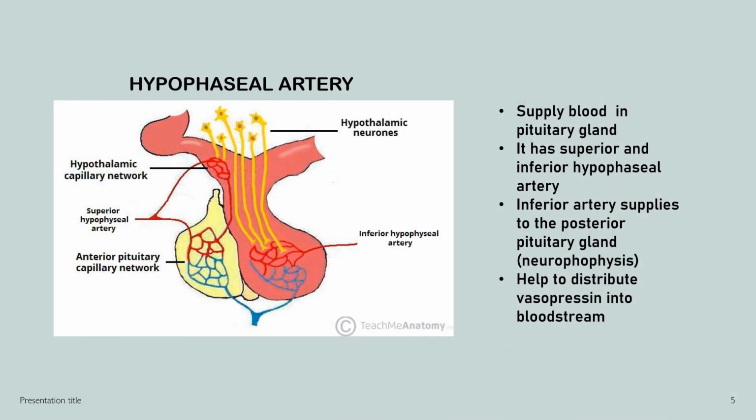First blood supply is the hypophyseal artery. The hypophyseal artery will supply blood to the pituitary gland. It has the inferior hypophyseal artery and the superior hypophyseal artery. The inferior hypophyseal artery will supply the posterior pituitary gland called neurohypophysis. It will help to distribute vasopressin into the bloodstream, which regulates our blood pressure.